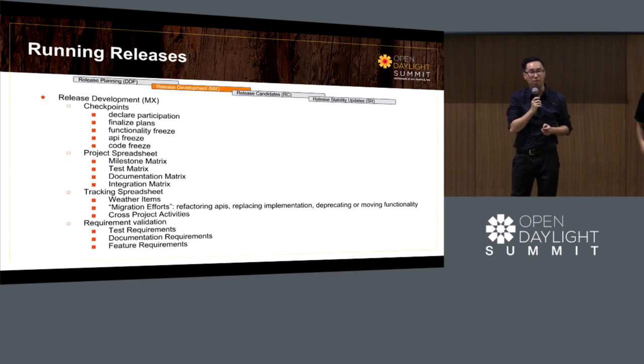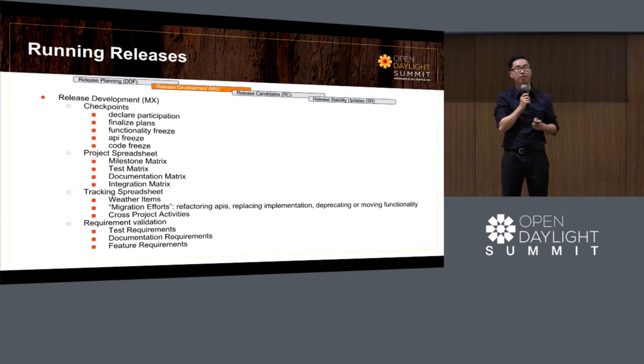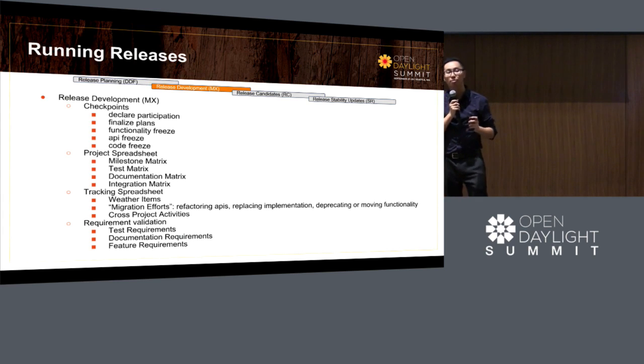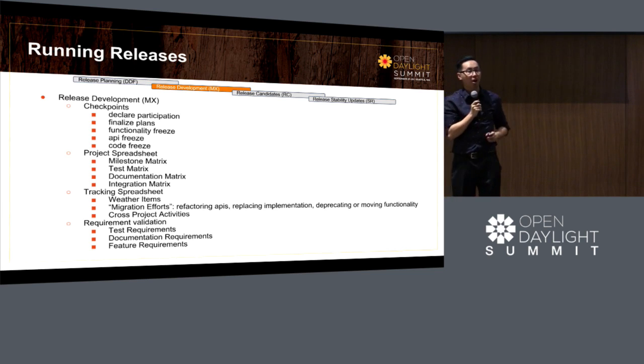The second phase of our release is the release development phase, and that consists of mostly the 5 milestones that I had mentioned before. Finalizing your release plan, freezing your features, your API, your code. But throughout the entire process, we also generate these spreadsheets and matrices to track across all 54 projects where their status is in terms of hitting those milestones.